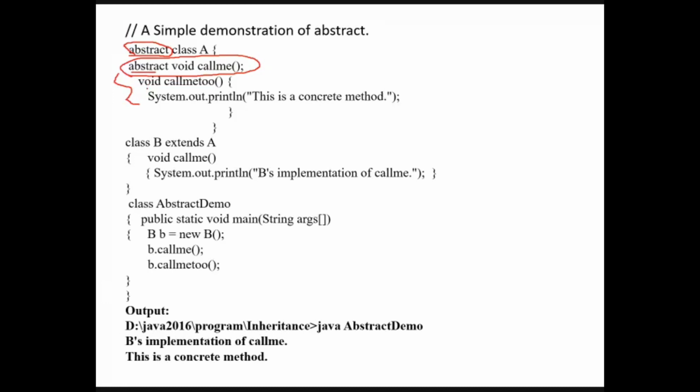And then that abstract class can have non-abstract methods and also abstract methods. So this abstract class can have abstract methods and also non-abstract methods. So this is the non-abstract method. Here I have a definition. So this is a concrete method.